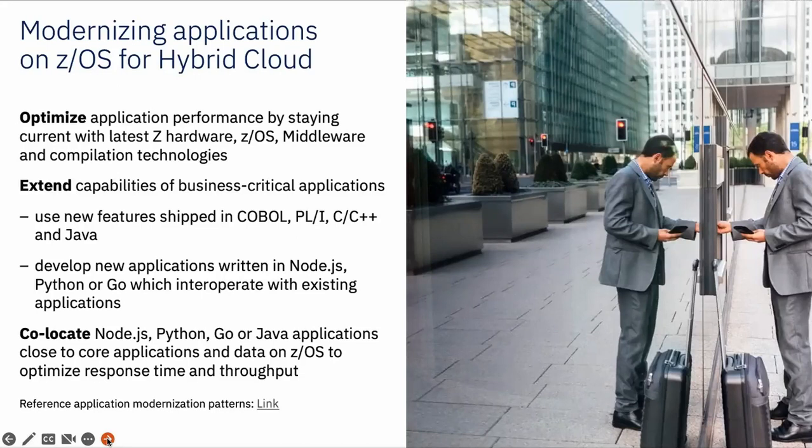One is to optimize the applications so that you can get the biggest ROI that you can ever get when you invest in the IBM Z platform. Because IBM Z always comes out with new hardware. When we come out with new hardware, we will come up with a new version of the operating system, middleware, and also compilation technology. So staying current with this set of technology is the best way to fully utilize the capabilities of the platform.